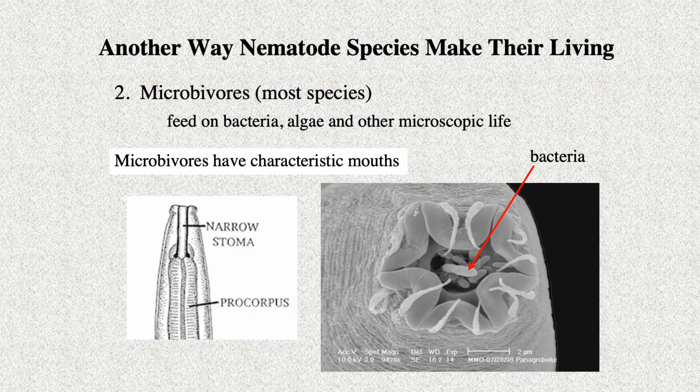The most common way nematodes make a living is by feeding on bacteria and other small microscopic life in sediments like soil. Such nematode species have characteristic mouths and other structures that help them ingest bacteria. In the photo on the right, you can see bacteria in the mouth of this nematode. We call these nematodes microbivores. By now, you can also tell that we can tell much about what a nematode feeds on by looking at its mouth parts.